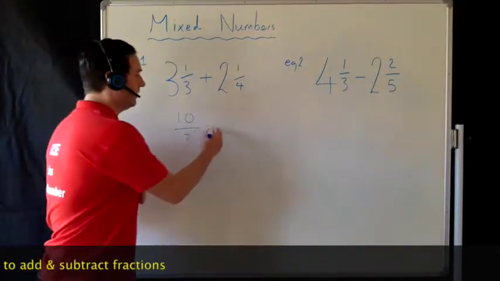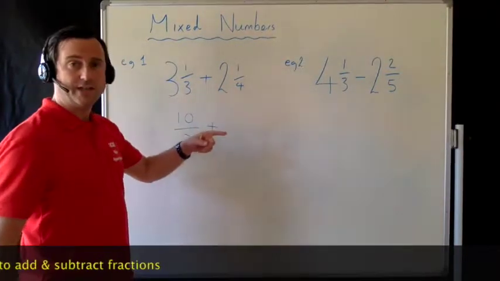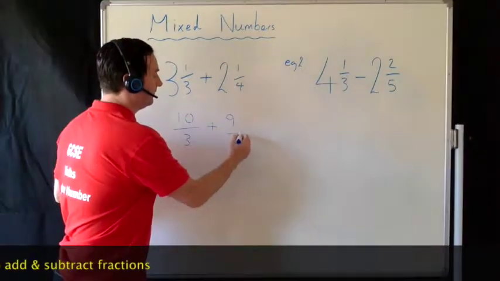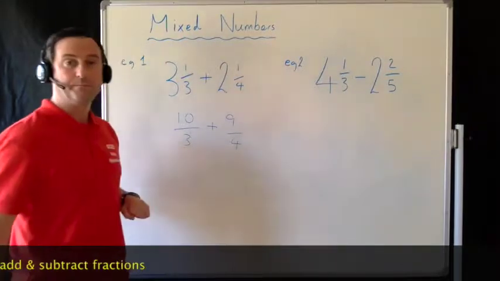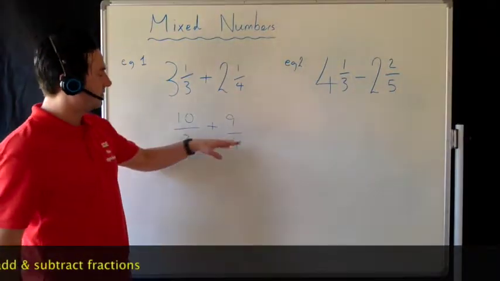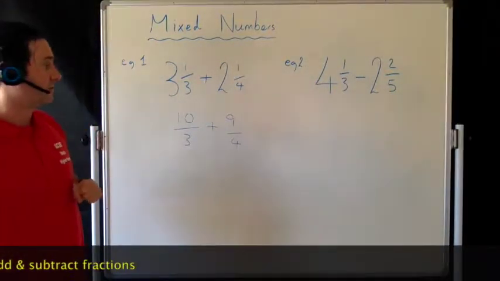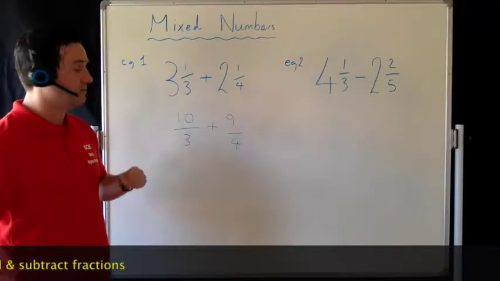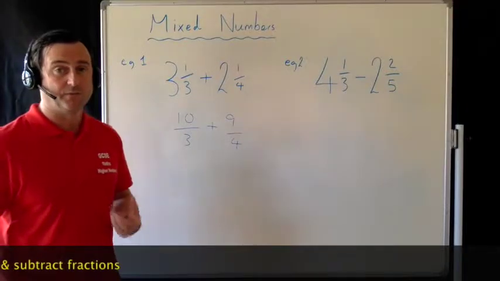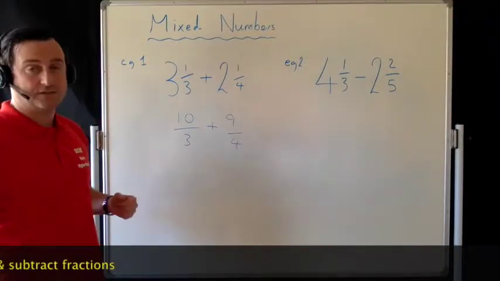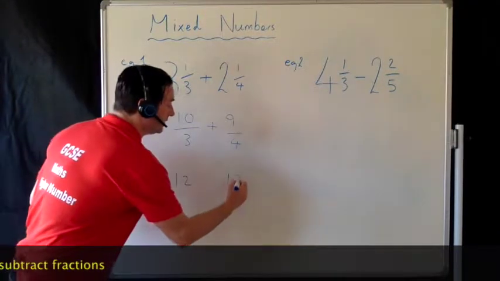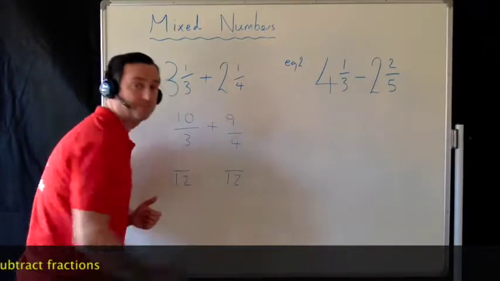Let's do the same to the second one. 2 times 4 is 8. Add the 1 is 9. So I get 9/4. Now I've got the same as what I was doing on the previous 4 questions. Basically, we've got different denominators. We need to make these the same first of all. I know that both these are factors of 12, so 12 will become our lowest common denominator.